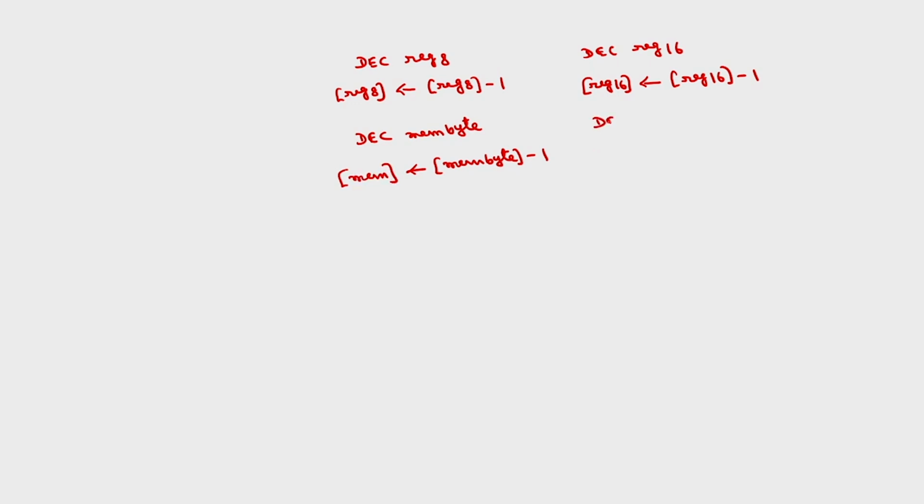And you can have decrement memory word. As I have told, word is 2 bytes. So, the contents of the memory location memory word will be decremented by 1 and the result is stored back to the memory. So, these are the 4 increment and decrement operations. So, the next arithmetic instruction, which is one of the very important instructions, is DAA, decimal adjust AL after addition.